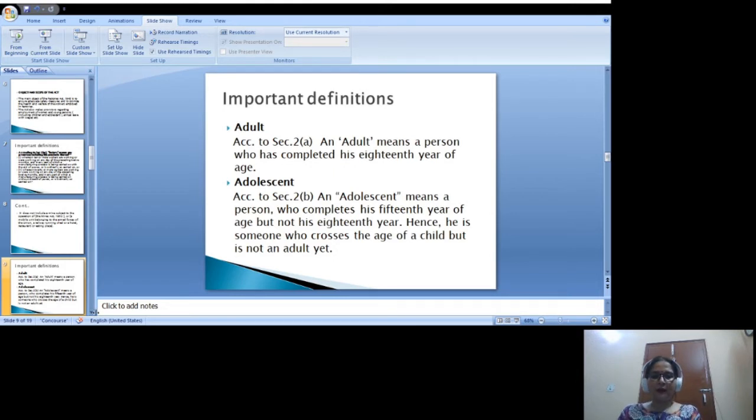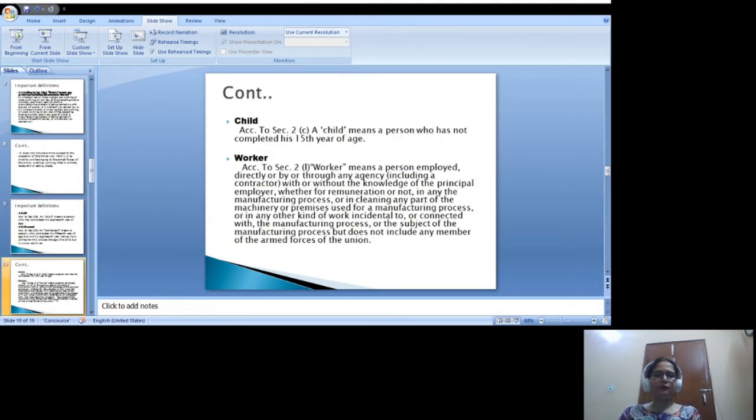Now, coming to our next slide, we come to the definition of child. According to section 2C, a child means a person who has not completed his 15th year of age. Means he is a child. He is less than 15 years.